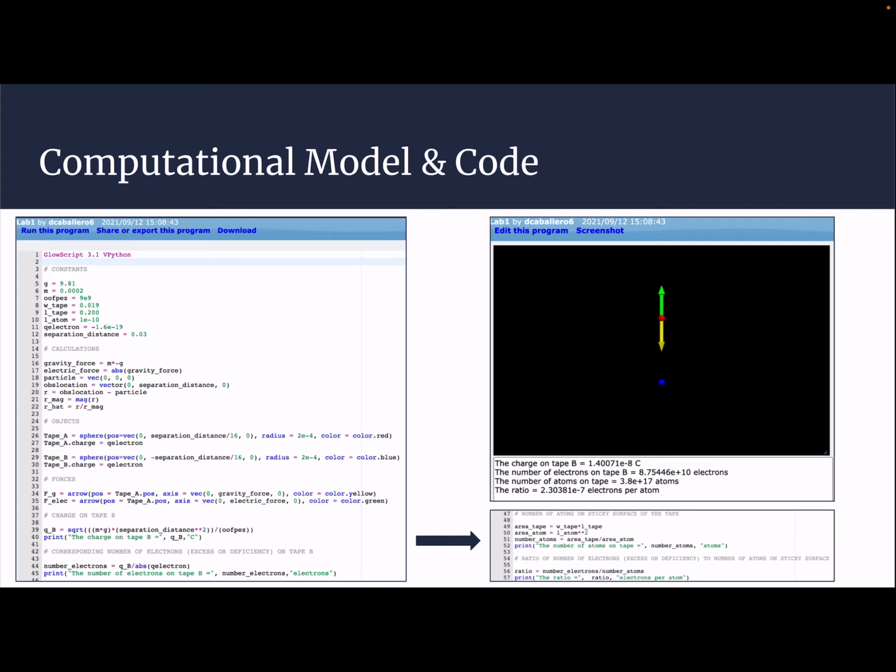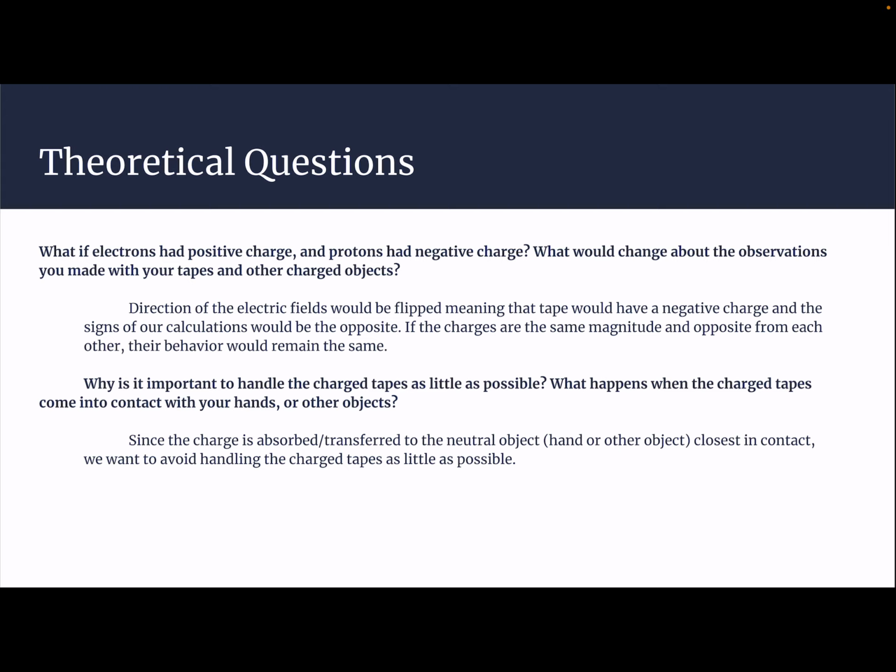Last but not least, we will discuss some theoretical questions that we can infer based on what we learned in this experiment. The first question was, what if electrons had positive charge and protons had negative charge? What would change about the observations you made with your tapes and other charged objects? If this were true, the direction of the electric fields would be flipped. This means that the tape would have a negative charge and all of the signs of the calculations would be the opposite of what they are right now. But it's important to mention that as long as the charges remain the same magnitude and opposite, the behavior would remain the same.